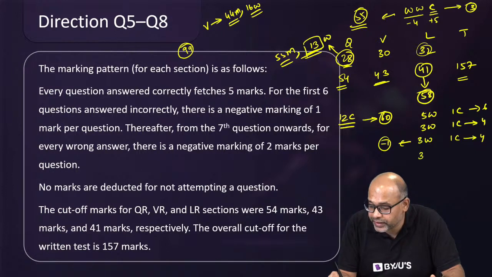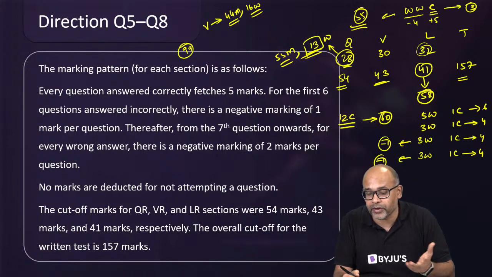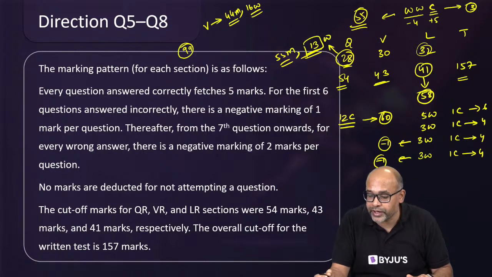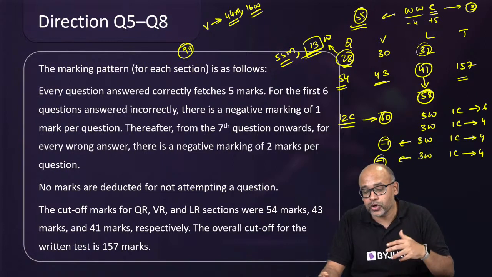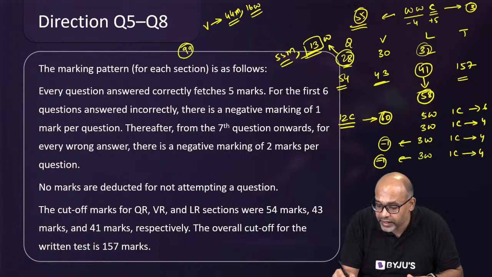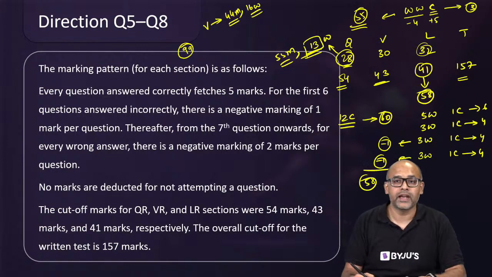Then I will use another 3 wrongs, 1 correct, 4 questions, the net effect is -1. So did I finish all my questions? You have 12 plus 10, 22, 22 plus 8, 30. I have 2 more questions. So what is the net effect as of now? The net effect as of now is 58.